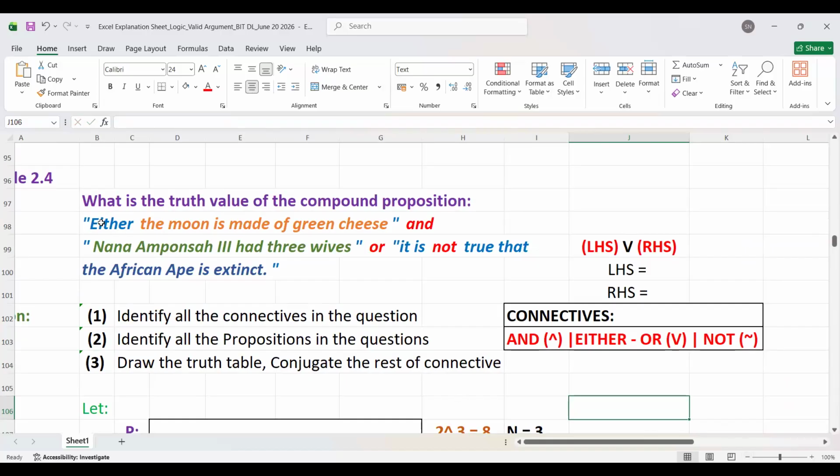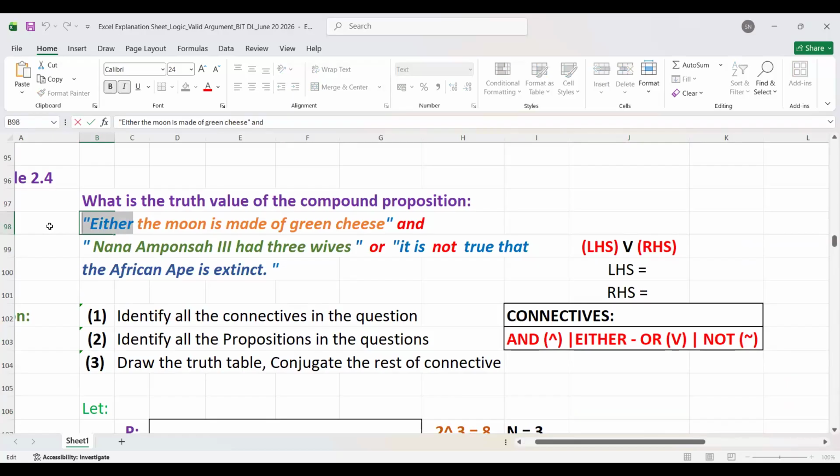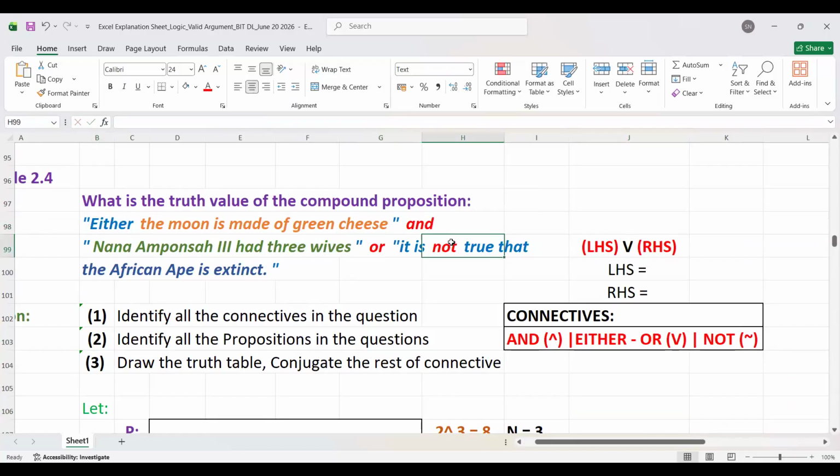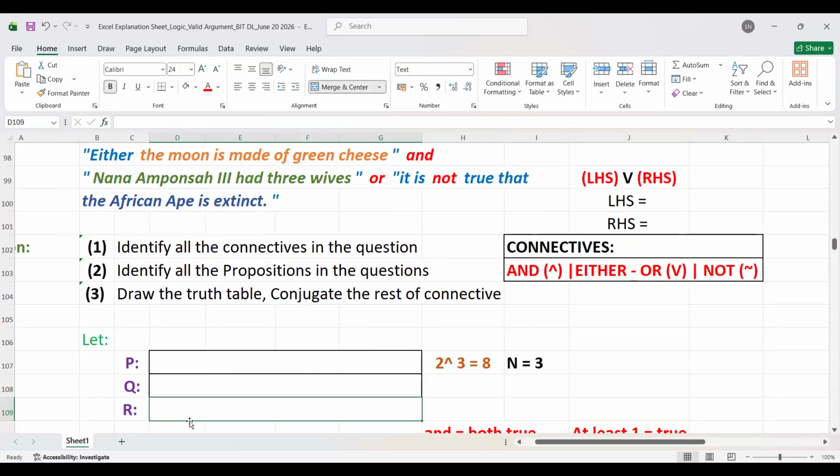Now, let's take out the word either, the word and, the word or, and the word not. What is left should be your propositions. Now, remember, propositions are named from P on and on. So if I remove the word either, what English phrase or sentence represents my first proposition? The moon is made of green cheese, which is not true, obviously, but we want to learn something.